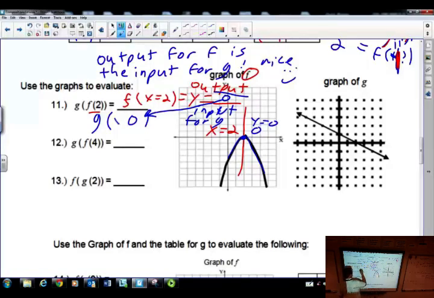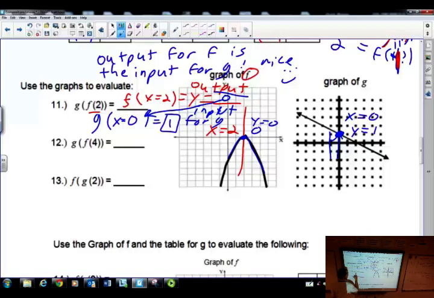Okay, so now instead of y equals 0, we're going to transform that to x equals 0. We go over to the graph of g at x equals 0 and look for the output there, and that is y equals 1. So again, x equals 0 for the input, and the output is y equals 1. So your answer there is just 1.